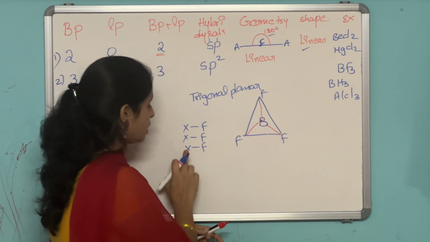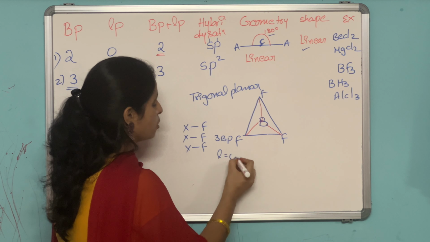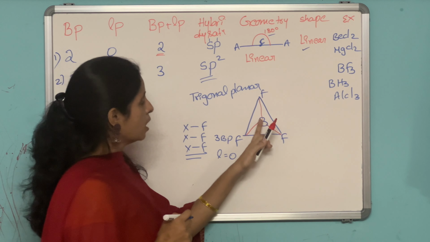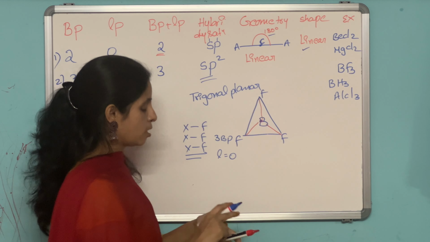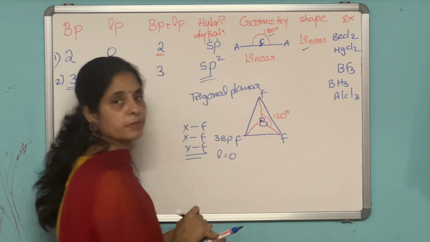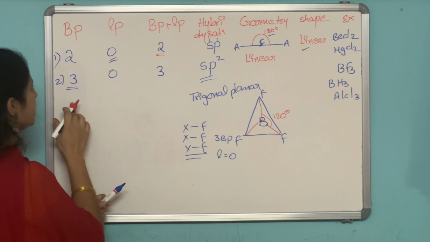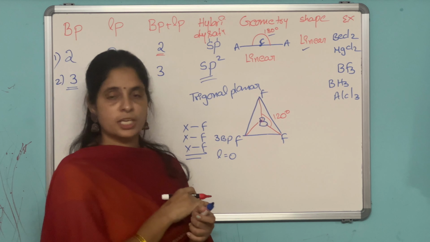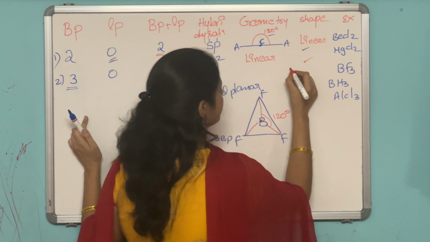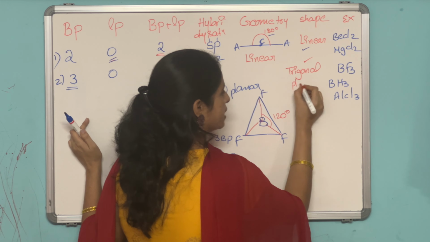Okay, here 1, 2, 3, how many bond pairs? 3 bond pairs. So lone pairs, 0 lone pairs. So 3 bond pairs means it is sp2 hybridization. So what is the geometry? It is trigonal planar geometry with a bond angle of 120 degrees. Now I told you these are the examples for this type. As lone pairs of electrons is equal to 0, geometry is equal to shape. So what is the shape for this one? It is also trigonal planar shape.